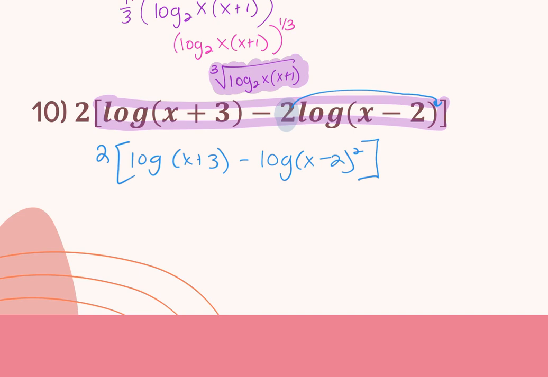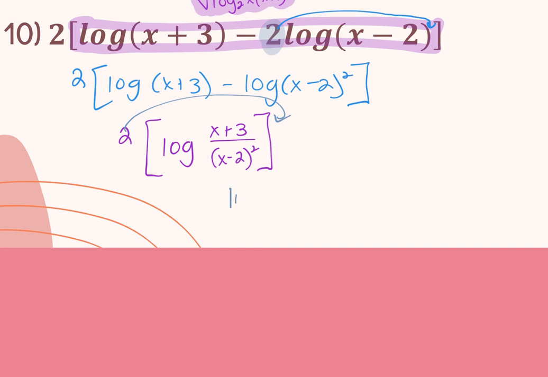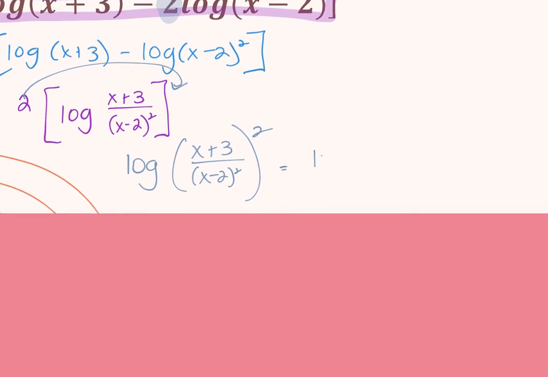The minus tells you to do what? Divide. So this is 2 log of x plus 3 over x minus 2 squared. And then the exponent goes to both. So log, you can keep it in the parentheses, x plus 3 over x minus 2 squared, squared. Both of them get it. You can leave it like that, or you can go a step further and do log of x plus 3 squared over, and this would be x minus 2 to the 4th.